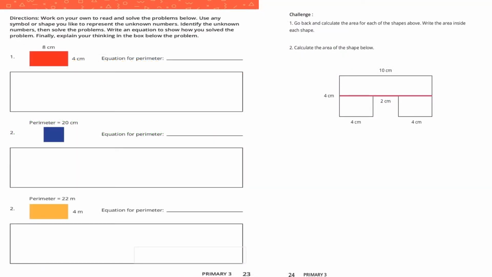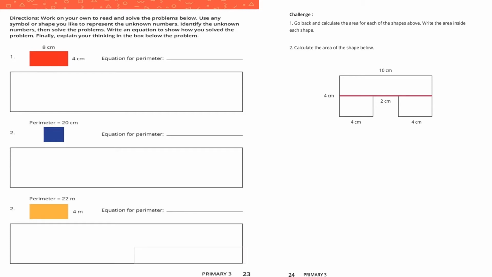Now let's solve these exercises. Work on your own to read and solve the problems below. Use any symbol or shape you like to represent unknown numbers. Identify the unknown numbers, then solve the problem and write an equation to show how you solved it. Finally, explain your thinking in the box below.